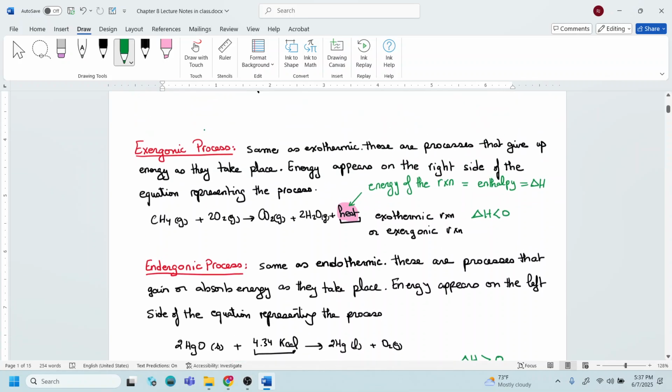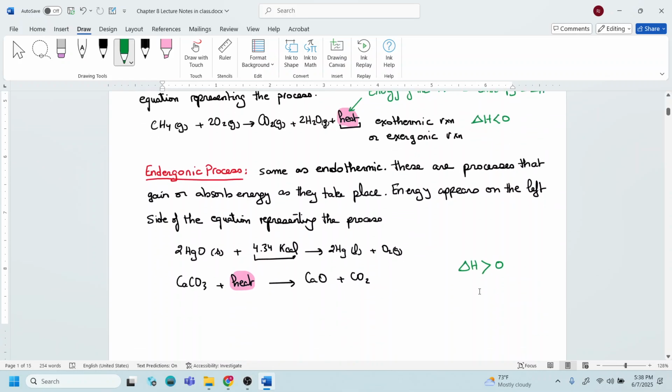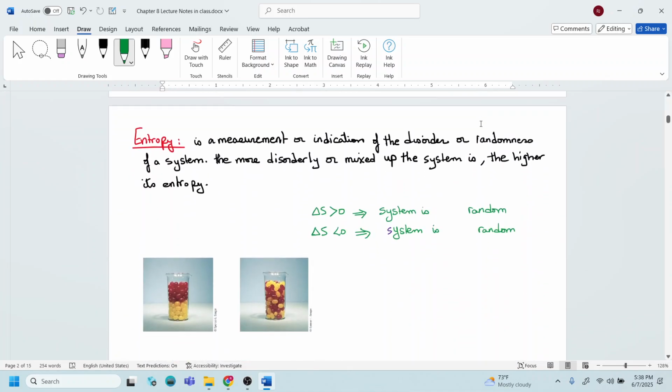So by definition, an exothermic reaction has its energy negative. An endothermic reaction has an energy which is positive. This is the energy of the reaction, because the system here absorbs heat versus the system up there, it releases heat. Another term that we want to define is the entropy.